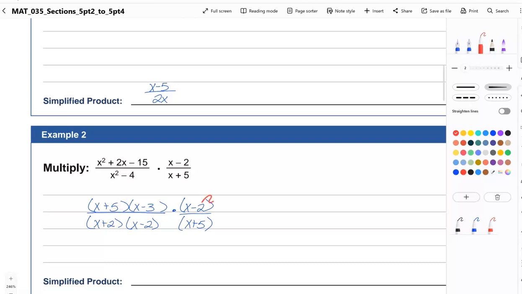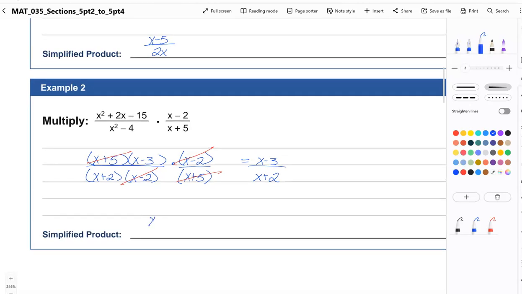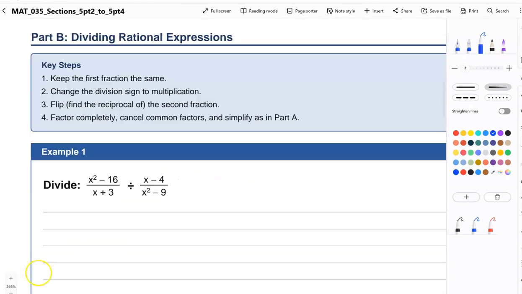Now we're going to see, does anything cancel? I have an x minus 2 in the top and an x minus 2 in the bottom. I have an x plus 5 in the top and the bottom. So that's going to leave us with x minus 3 over x plus 2. So there's my simplified form. What's nice about multiplication is it doesn't matter what the denominators are, we just multiply straight across.